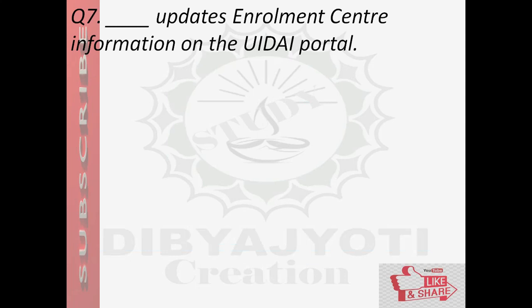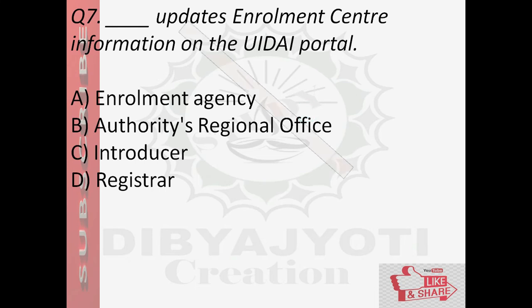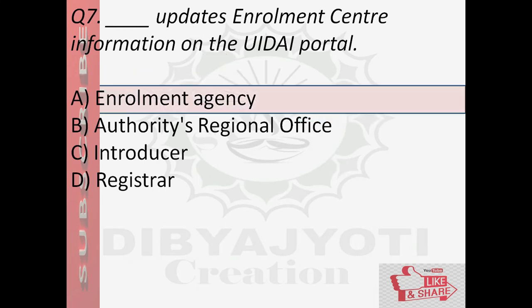Then next, DASH update enrollment center information on the UIDAI portal. Options are option A, enrollment agency. Option B, authorities, regional office. Option C, introducer. Option D, registrar. And answer is option A, enrollment agency.